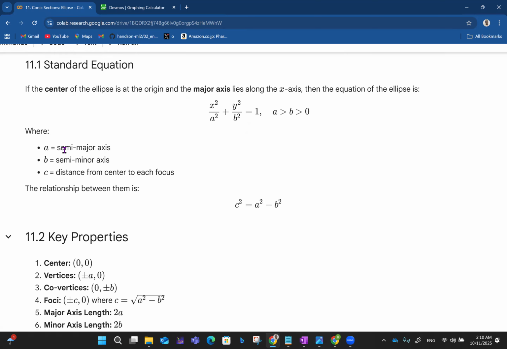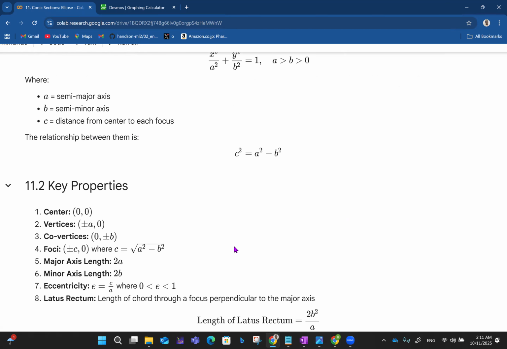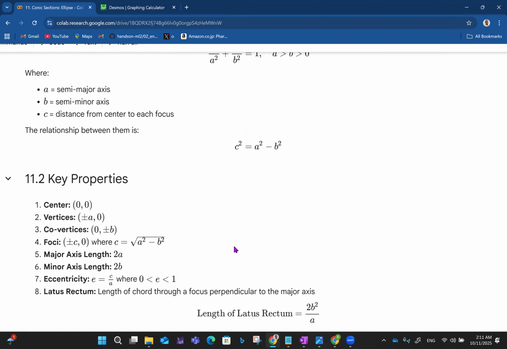In this case now, we call a the semi-major axis, b is the semi-minor axis, and c is the distance from center to each focus. The relationship between them is that c squared is equal to a squared minus b squared. That's the distance from the center to each focus. So c squared equals a squared minus b squared, and then it has the following properties.